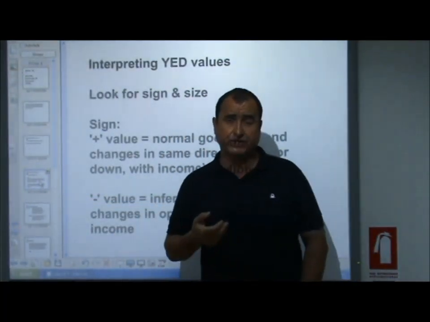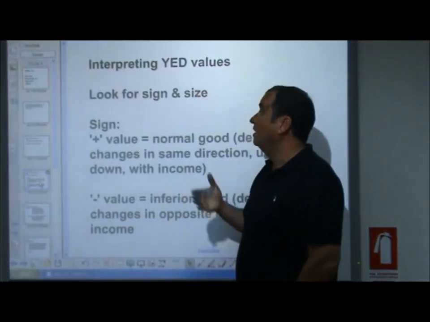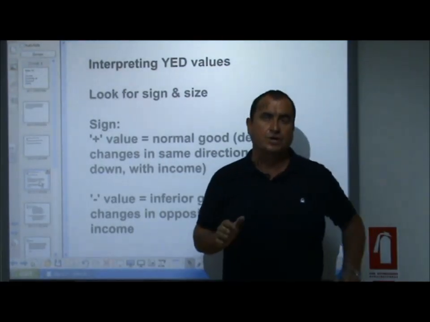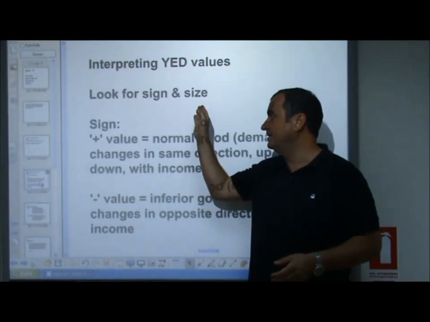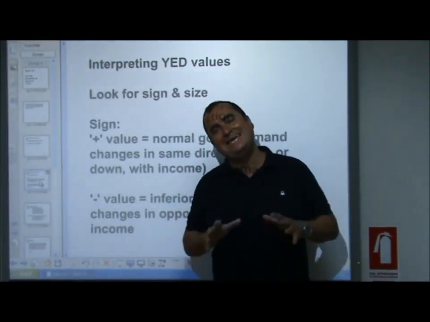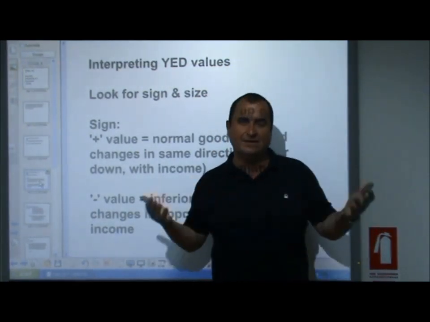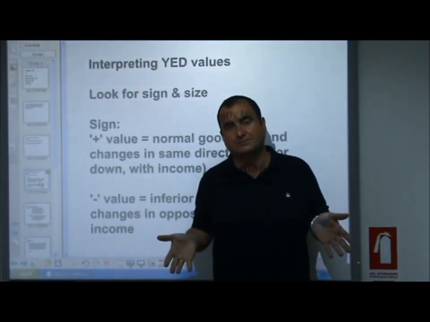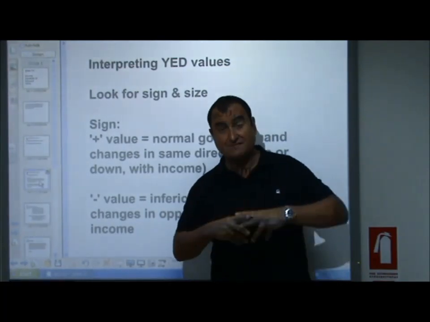When you've got your answer, you need to be able to interpret that answer. Let's have a look at interpreting YED values. Well, there are two things you must do. You must look at the sign, plus or minus, and the size. The sign is really, really important. In PED, which you've already studied, price elasticity of demand, it always came out as negative. It was so regular that we actually ignore the negative sometimes, but no longer. Here in YED, you have to look at the sign very carefully.